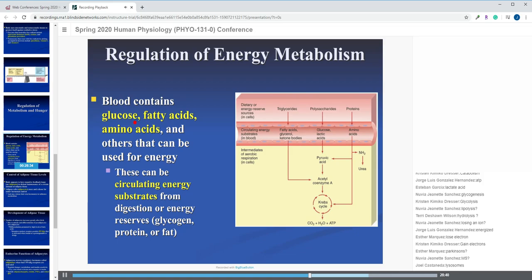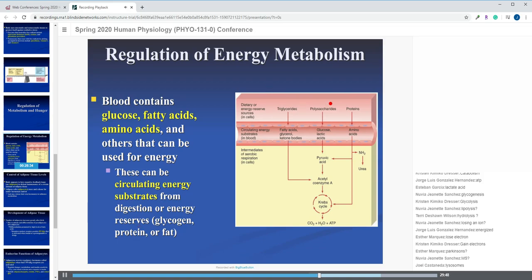So blood plasma will contain glucose, fatty acids, amino acids, and other molecules. And these can be used as a source of energy by our body tissues, by the cells that are present in our tissues. When we eat food, it gets digested and the nutrients get absorbed into the blood in the small intestine, and these will then be circulating in the blood. So these are called circulating energy substrates. They can be stored as energy reserves, like glycogen, protein, or fat within our body.